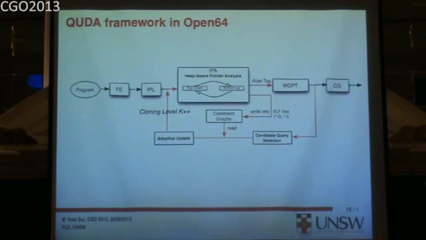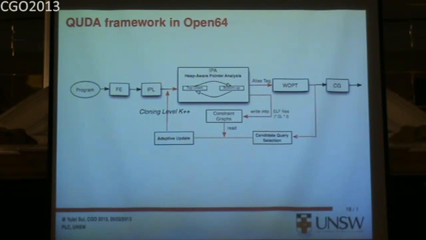Okay, let's move to our implementation. Our QDAF framework is implemented in the Open64 compiler. And our heap awareness is implemented in the IPA module. Without loss of generality, we use a summary-based analysis to perform context-sensitive analysis. It has two phases, interleaved until a fixed point is reached. And then we feed our points-to information into the WOPT module for alias queries.